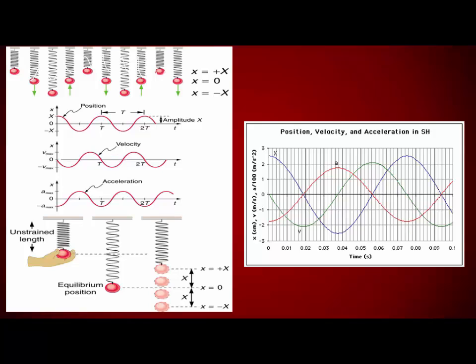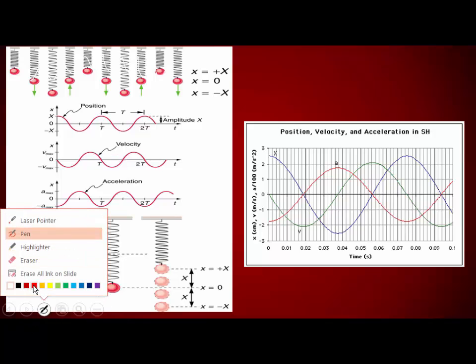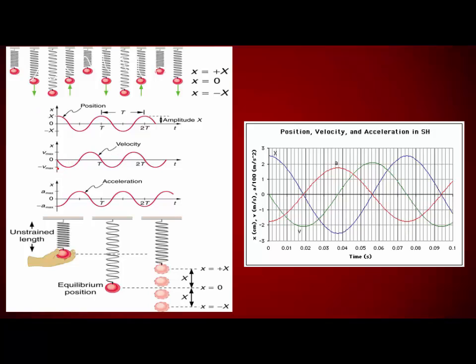The velocity is a sine curve. So it's going to start on the 0 line here because when the object is at maximum amplitude, or maximum displacement from equilibrium, it has no velocity. So it's going to gain velocity, let me change my ink color real fast, it's going to gain velocity here as this spring shoots back to equilibrium.